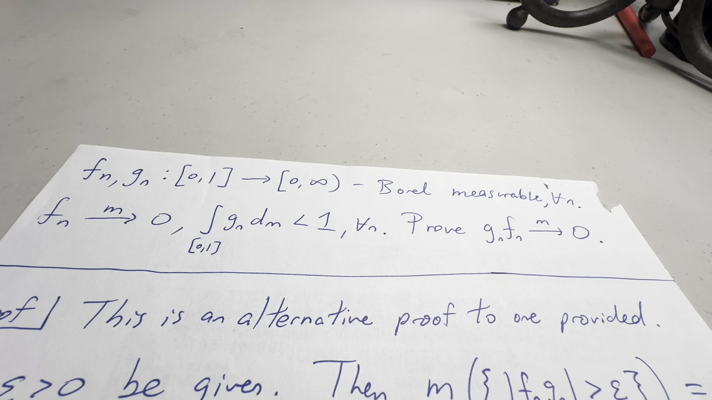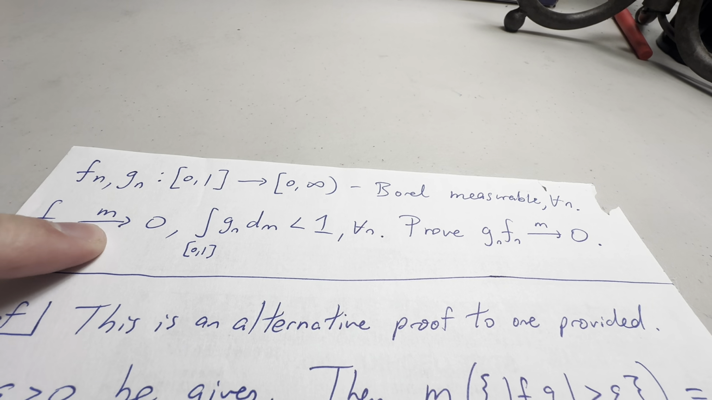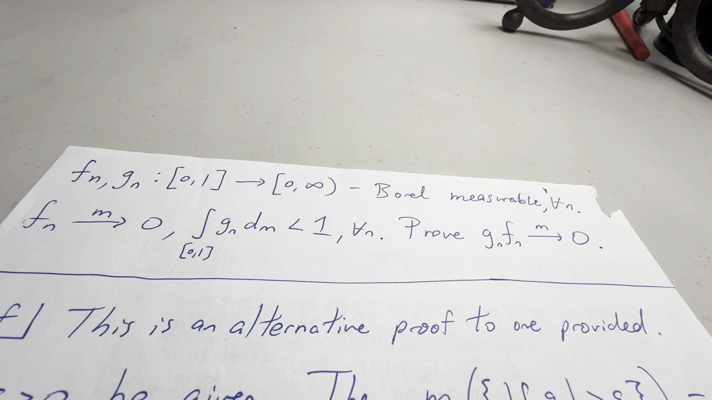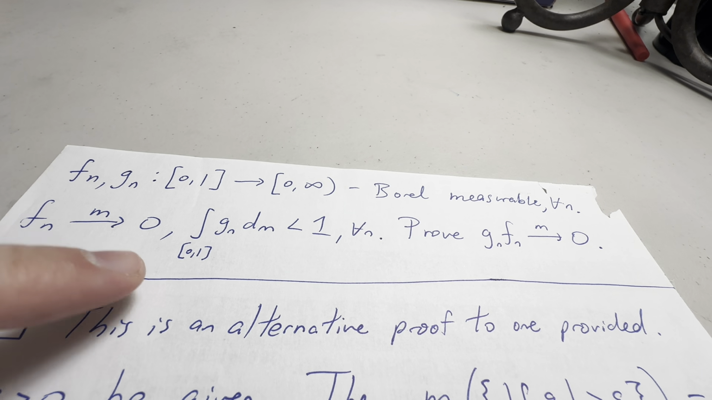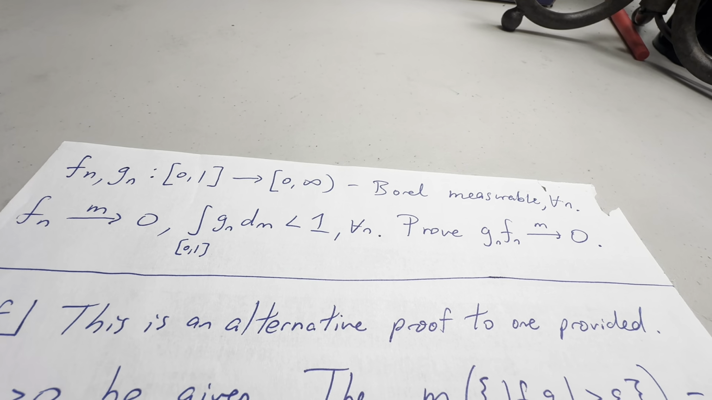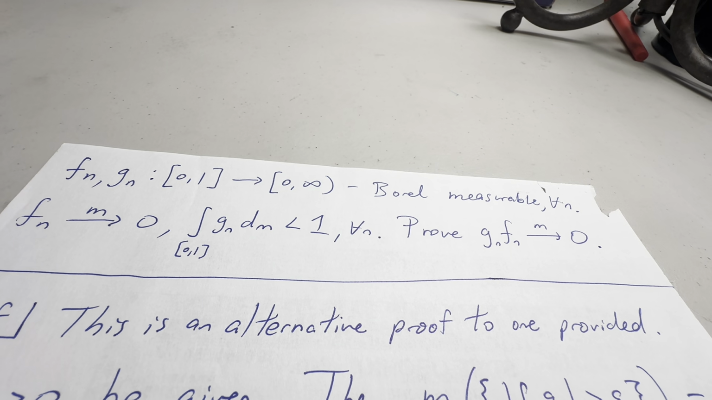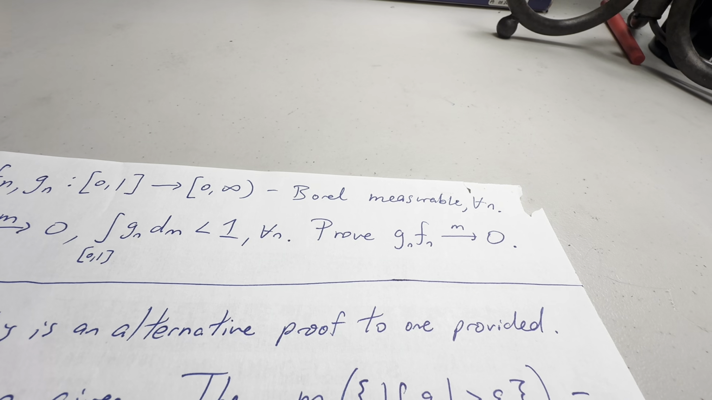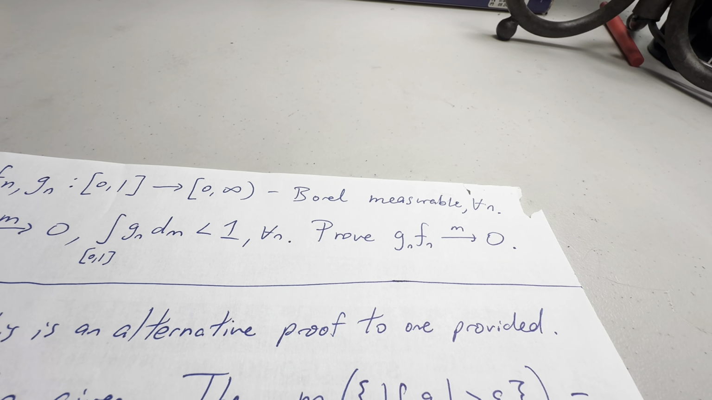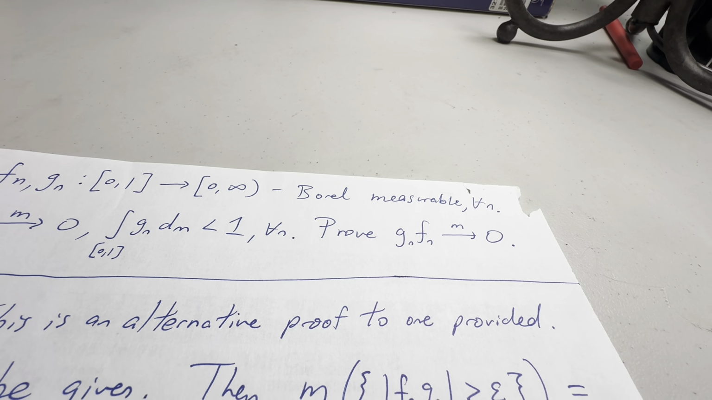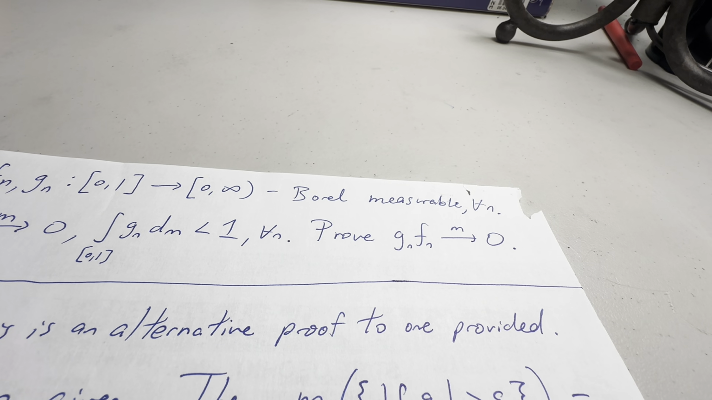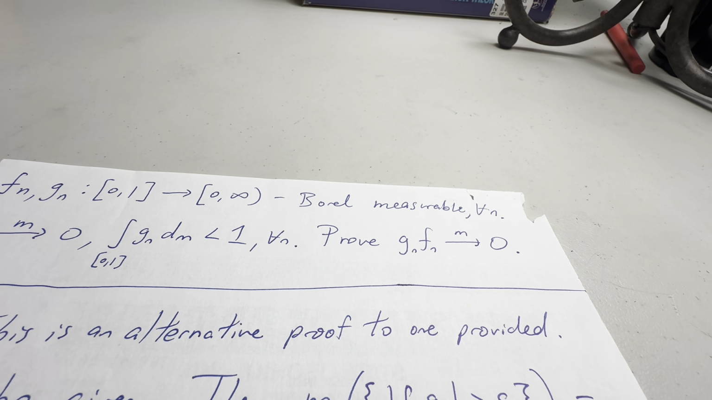And what do we assume? We assume that Fn converges in measure to 0, and that the integral of Gn over the interval 0, 1 is strictly less than 1 for every single n. And then we want to prove that Gn times Fn, so we're defining a new sequence of functions, Gn Fn, converges in measure to 0.